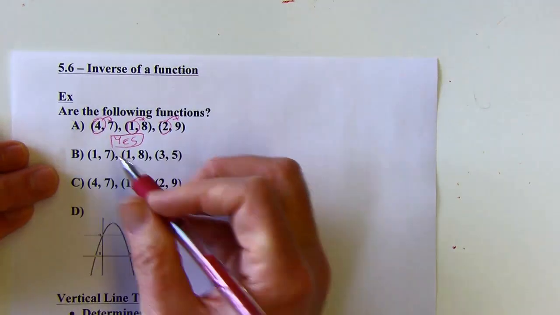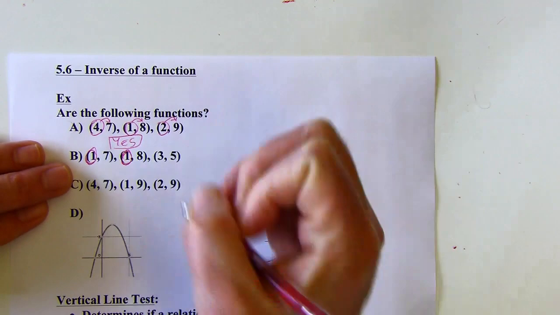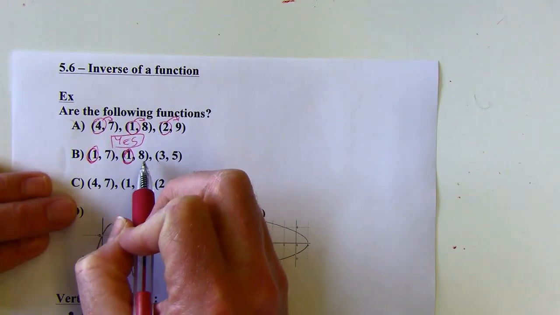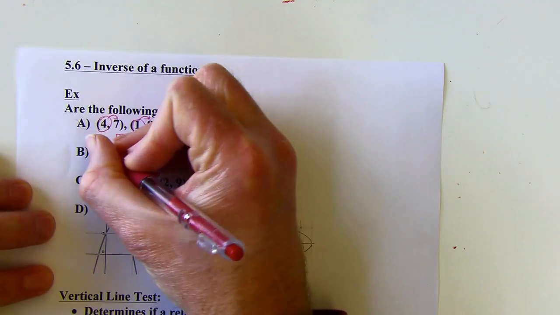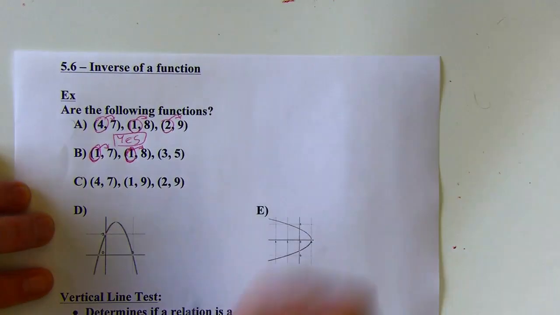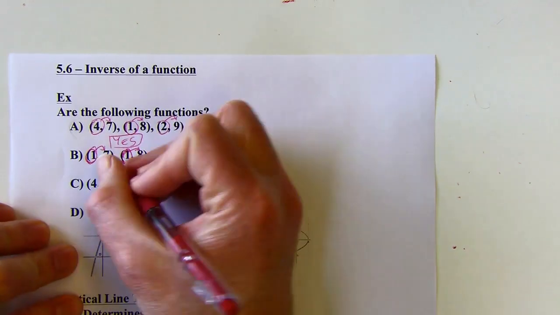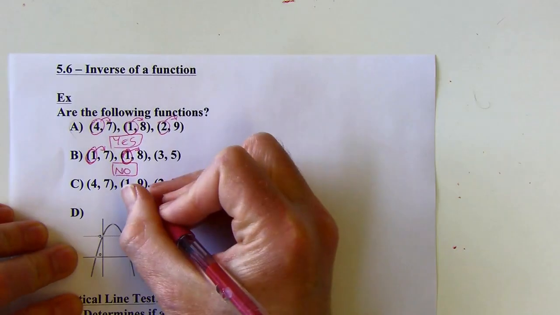Okay. When you have a repeat x value, that should raise a red flag. Now, if this said 1, 7, 1, 7, I'd be okay because I know what happens when I hit the 1 button. But here I've got the 1 button leading to two different y's. So my x values aren't each linked to a unique y, so this is going to be a no.